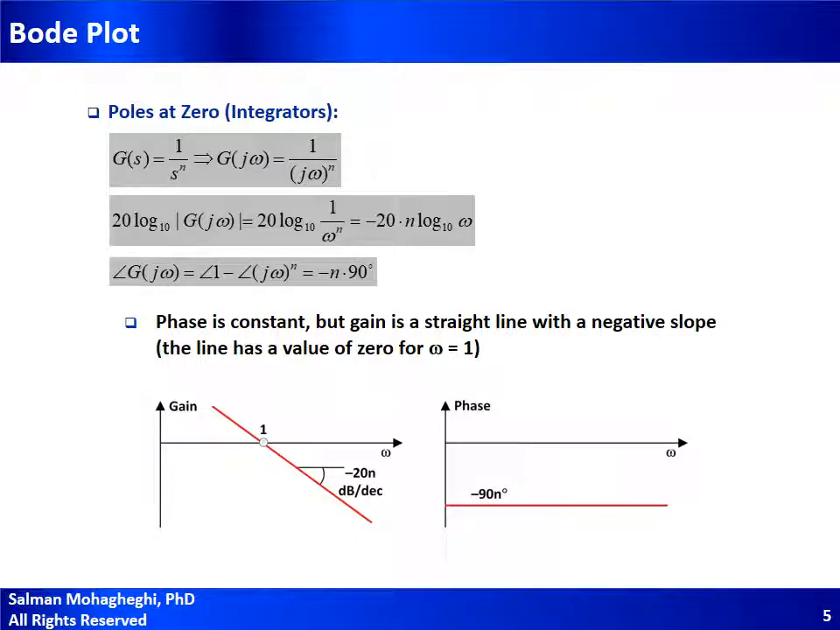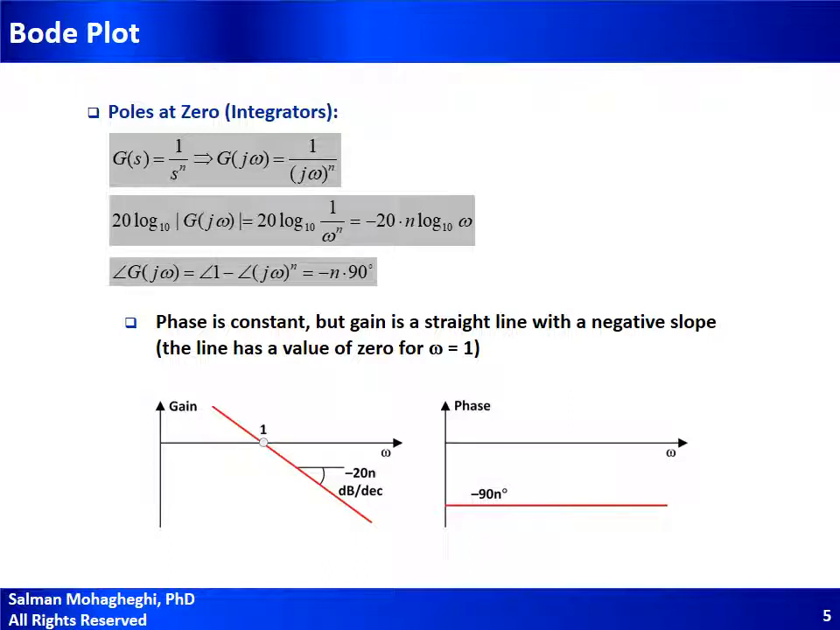Finally, we talked about Bode plots for poles at 0. These would be 1 over s, 1 over s squared, 1 over s cubed, and so on. We know these as integrators. So if g of s is 1 over s to the power of n, let's say I have n integrators, n poles at 0, g of j omega is going to be 1 over j omega to the power of n. Let's look at the magnitude.